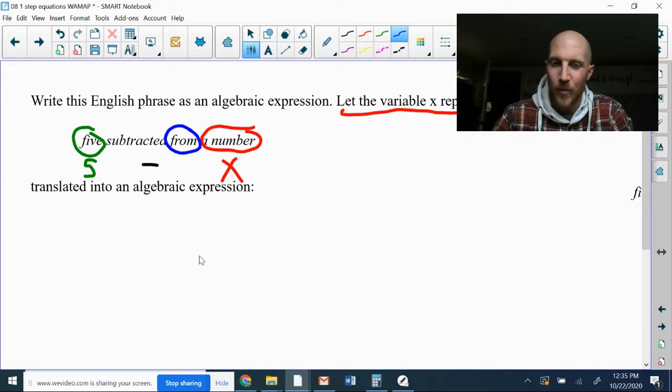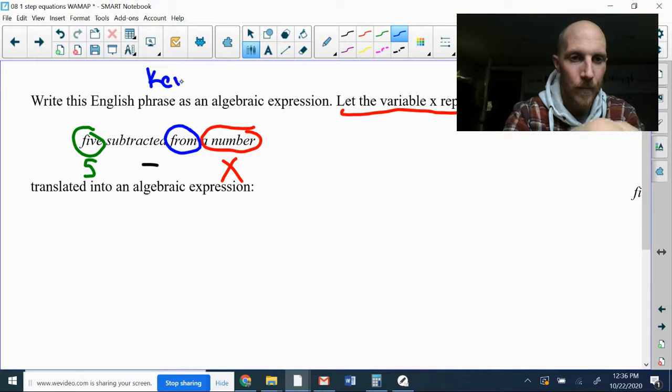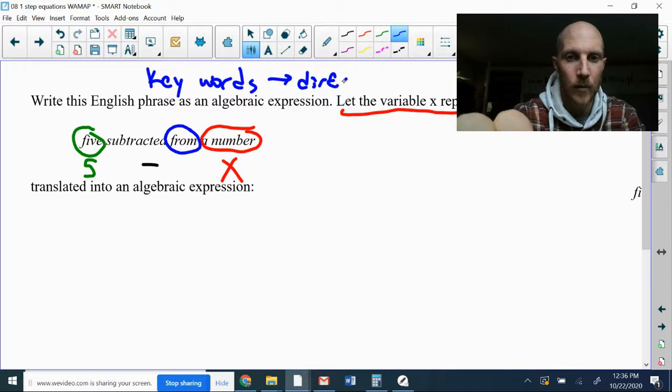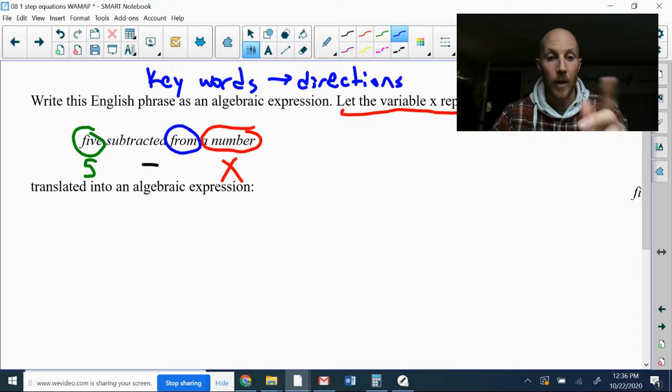English is a funny language, and sometimes we just change one tiny little word in a sentence, and it means the completely opposite thing, right? And so there are some key words we have to pay attention to that tell us direction. From is one of those words. Okay, here's an example, and we're going to come back to finish this.